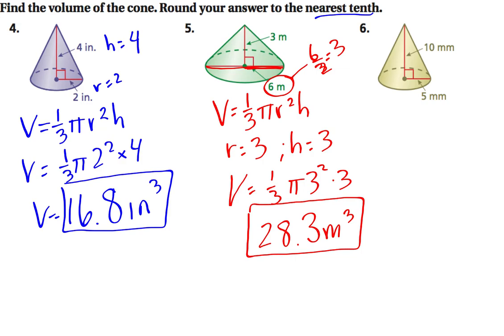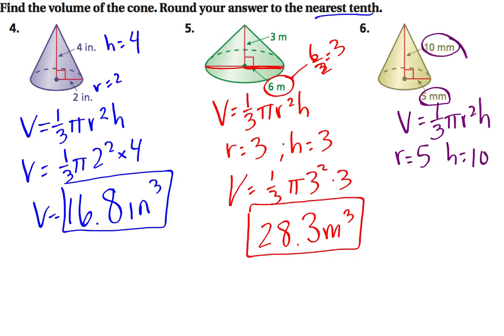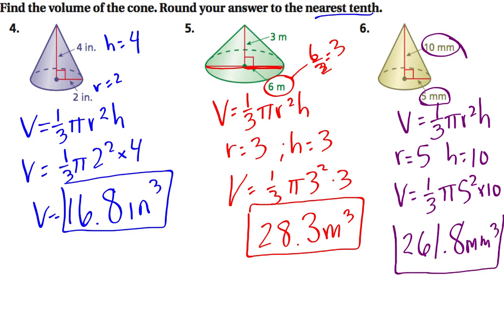Okay, number 6. Since it is a cone, we start with the cone formula, 1/3 pi r squared h. We're going to identify that r is 5, h is 10. Then we plug in V is 1/3 pi 5 squared times 10. Typing that into my calculator, that gives me 261.799, but we're going to round it to 261.8. Millimeters cubed, or cubic millimeters.